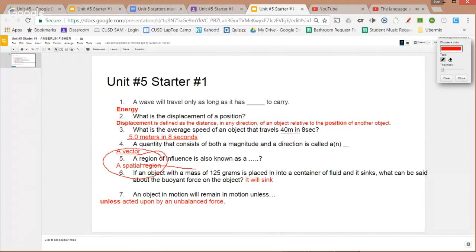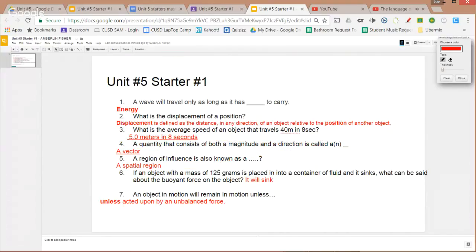Did I skip 4? Yeah. Oh, yeah. So this one, remember, a quantity that consists of both a magnitude and direction. Think back to Despicable Me. What's the name of that main character, the evil guy? Vector, right? Because he commits crime with both direction and magnitude, right? Direction and magnitude. Thanks for showing me I missed that number 4.